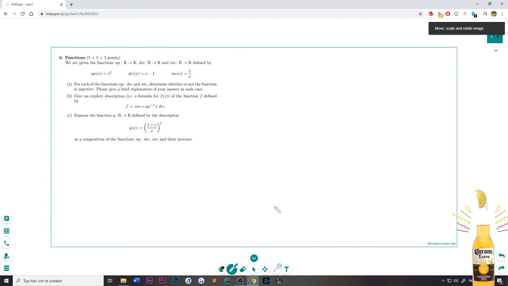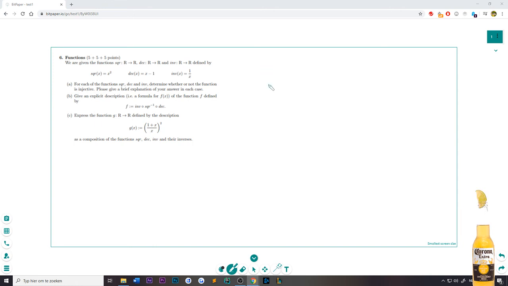So we also have question 6 from the 2019 exam, which is compositions. For each of the functions, determine whether or not the function is injective. Please give a brief explanation of your answer in each case. Okay, so the question is if square root is injective.